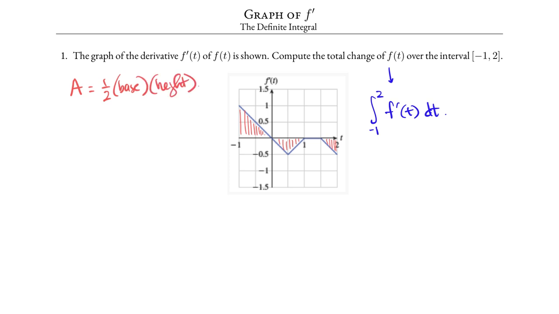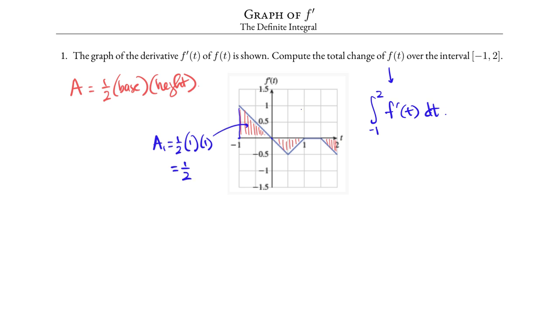The area of the first triangle, we call it a sub 1, is 1/2. The base is from -1 to 0, so the base is 1. The height is from the x-axis all the way to 1, so the height is 1. So the area is 1/2.